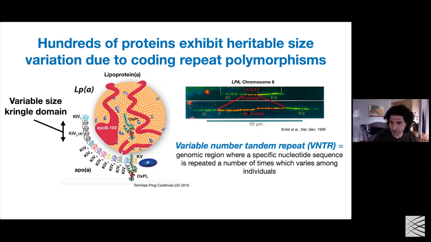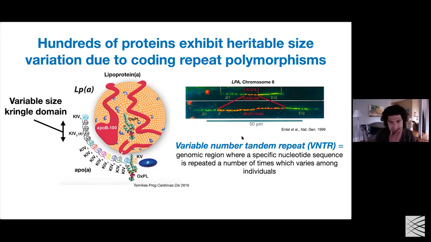So the 5.5 kilobase repeat unit spans 2 LPA exons encoding a combined 114 amino acids, exactly one of these little Kringle domains. So after transcription and translation, the top allele will produce a small ApoA isoform with 4 KIV2 domains, and the bottom allele will produce a large ApoA isoform with 20 KIV2 domains.